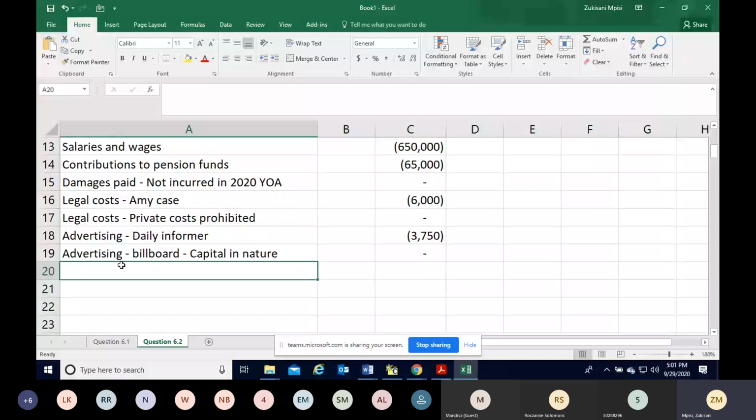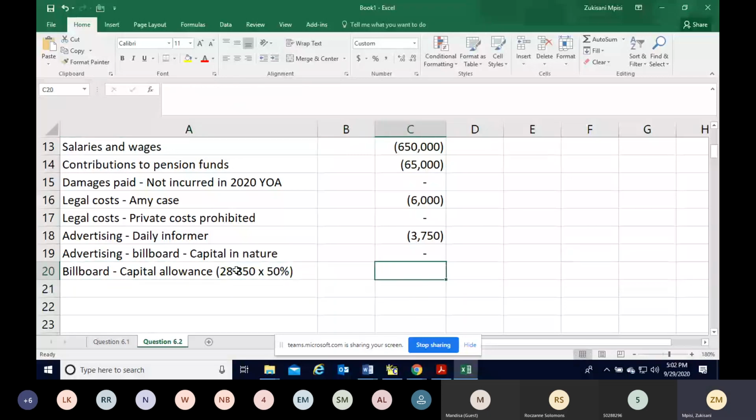Now, because we have not allowed a deduction, we need to look at whether the billboard can have what we call a capital allowance. Because remember, if it's capital in nature, it's a capital asset. So we need to calculate how much we can apply in terms of the capital allowance. In terms of section 12E, remember we've erected it in the current year. So it's 28,850 and it's a non-manufacturing asset. So it's 50% in the first year that it is erected.